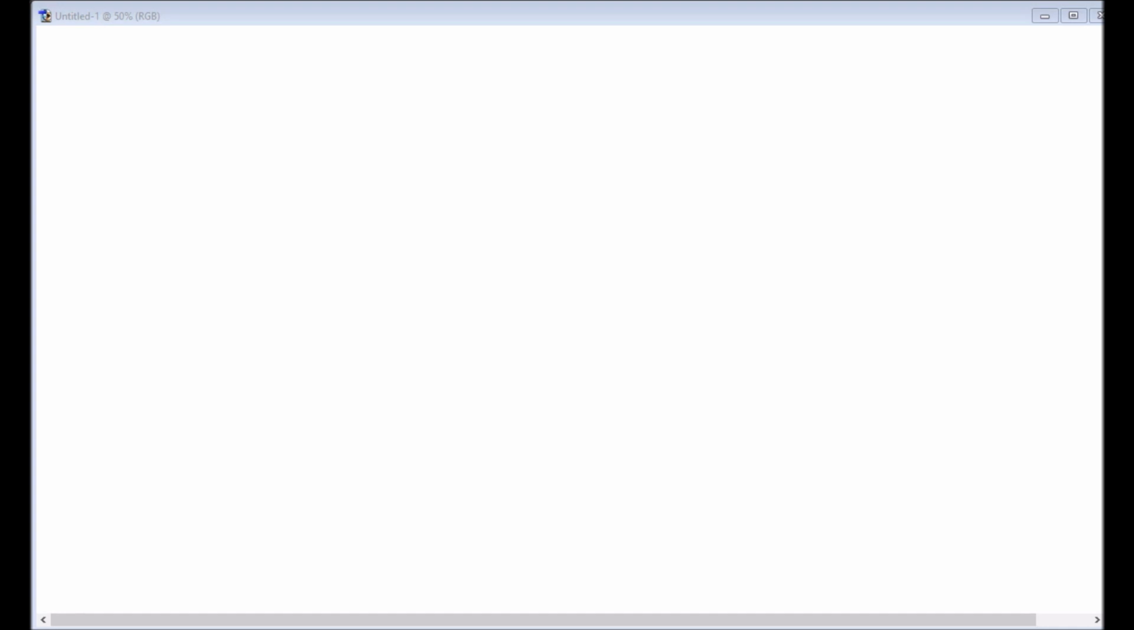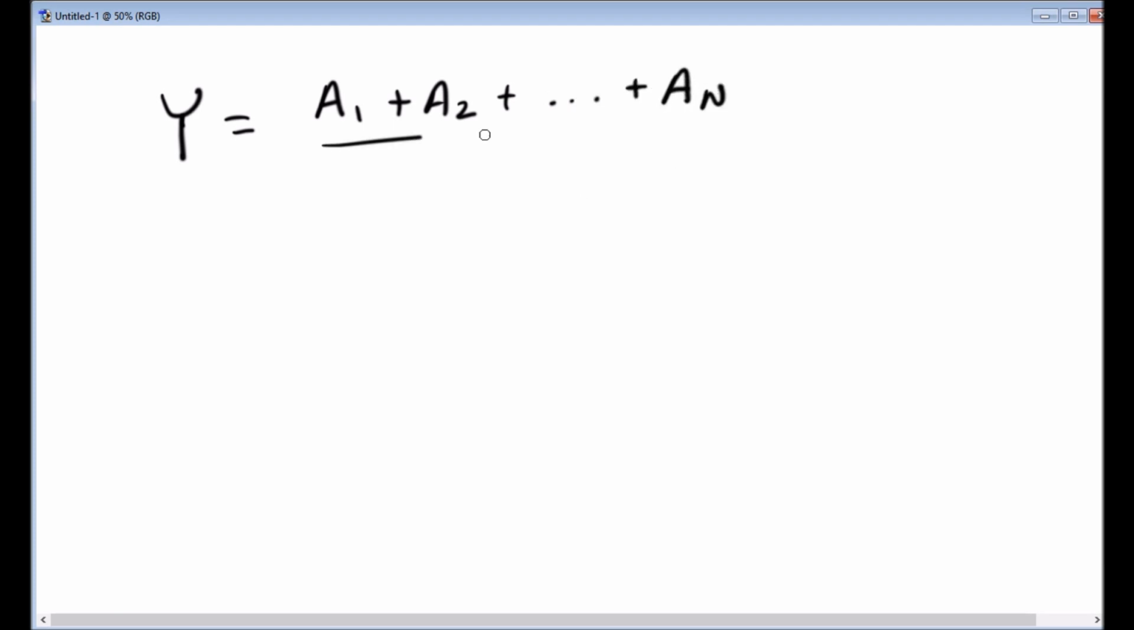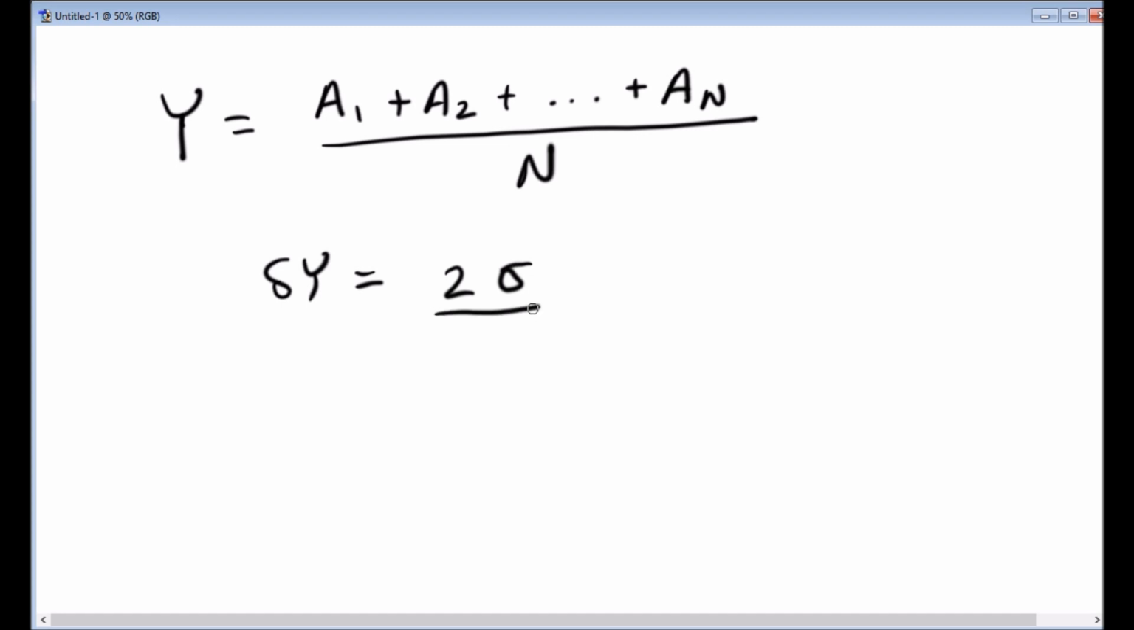If you're averaging values together, so say for example, the value you want is going to be an average of a whole bunch of values. So A1 plus A2 plus an unknown number up to AN, all divided by n to make it an average. The uncertainty you're going to use for this is what's called a statistical uncertainty, which means that what you're going to calculate is 2 times the standard deviation divided by square root n, where n is the total number of things that you average together.